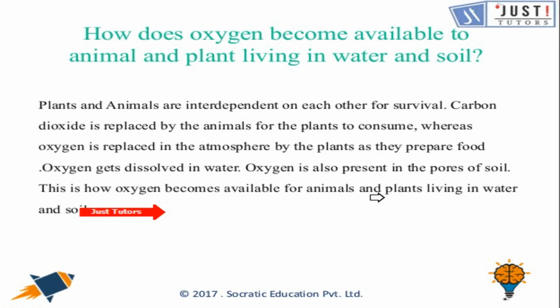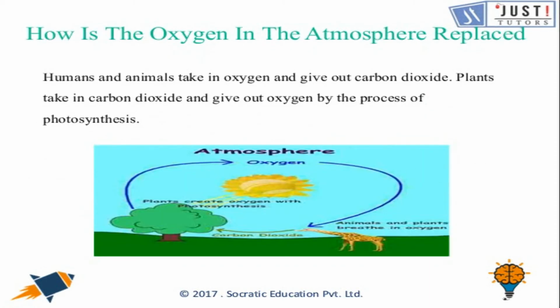Let's move forward towards the next slide and let's learn about replacement of oxygen. Well, that's the oxygen cycle. So basically, plants create oxygen with the process of photosynthesis, and then they release that gas into the atmosphere, which the animals intake. The same way the animals release carbon dioxide, which the plants intake.